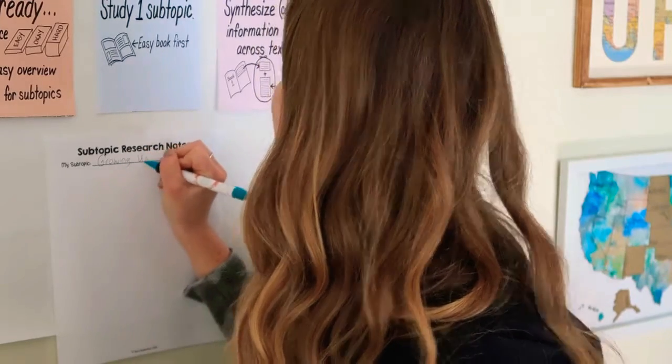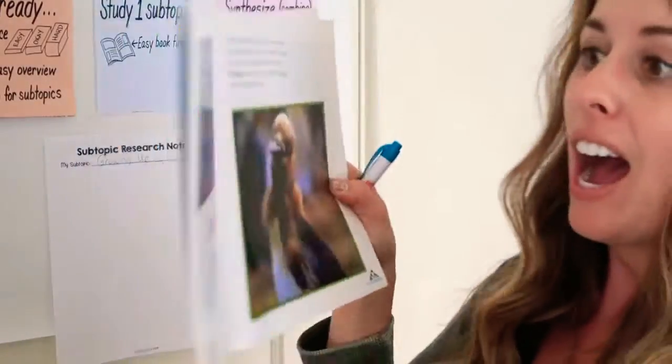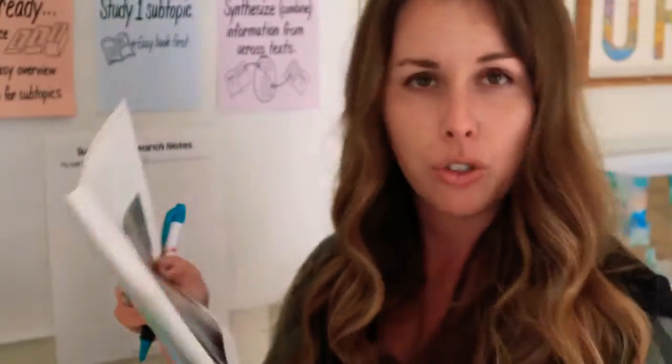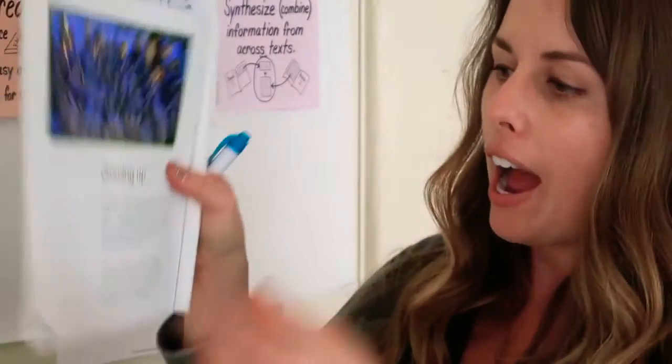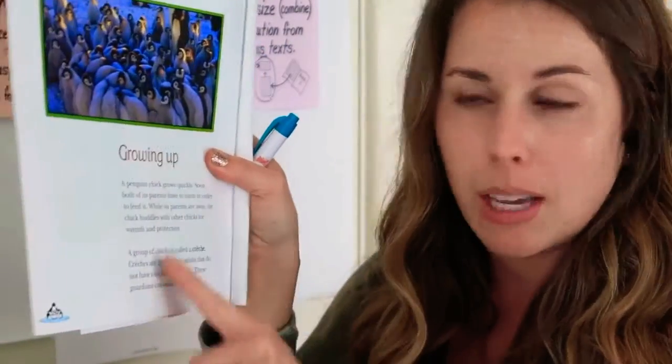Now what I need to do is look at my different books, and it just so happens that in this book, Penguins, I have an actual heading called Growing Up. So it kind of works out perfectly. Babies, growing up, works together. I can see I have this topic here. I'm first going to start by skimming through.